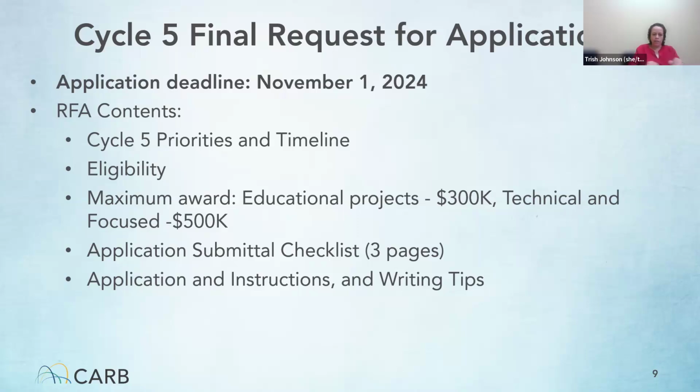Please turn to the table of contents starting on the second page of the RFA to see the sections we will highlight on this slide and the following one. There are Cycle 5 priorities and a timeline, applicant eligibility, maximum award amounts of $300,000 for educational projects and $500,000 for technical and focused projects. A grant application submittal checklist, that's 3 pages. The Community Air Grant application and instructions, and tips for application writing. The RFA contains the criteria that CARB will use to guide selection of the next cycle of community air grants.